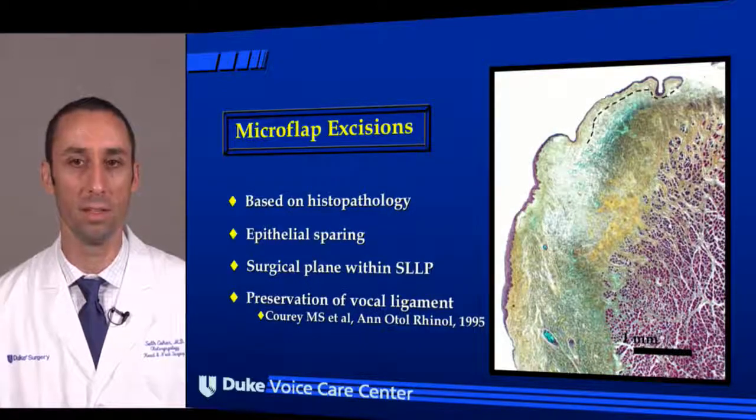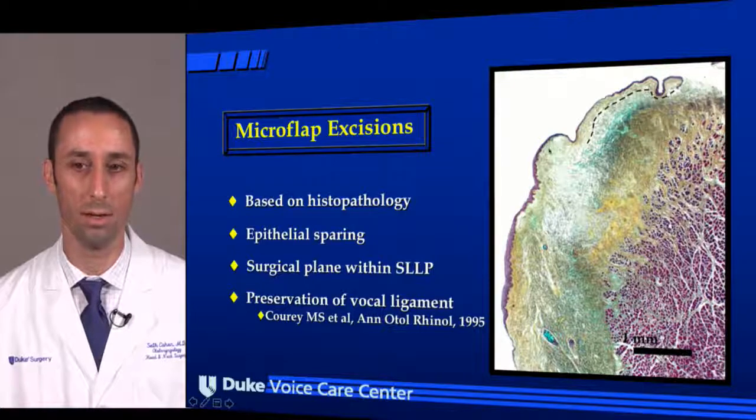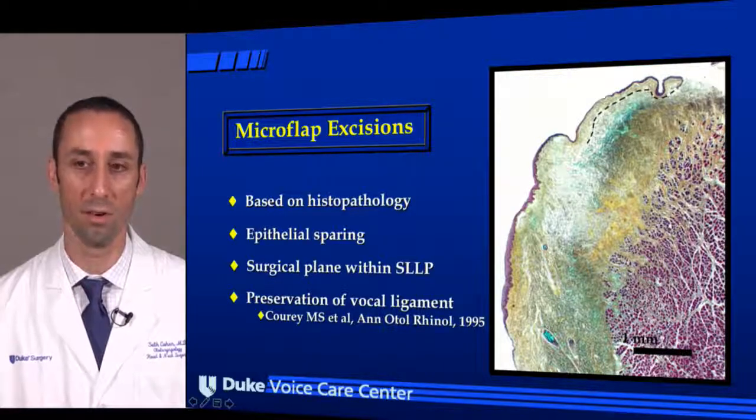I think the preferred technique with these lesions that I've demonstrated so far is what we call a microflap excision. And this is based on the histopathology of where these lesions occur, which is right here within this lamina propria of the superficial layer. These techniques spare the epithelium that's overlying, and they create a plane demonstrated by this dashed line here that occurs within the lamina propria. We want to preserve the vocal ligament that's deep to that, and the normal lamina propria that's around this lesion, as well as the overlying flap.